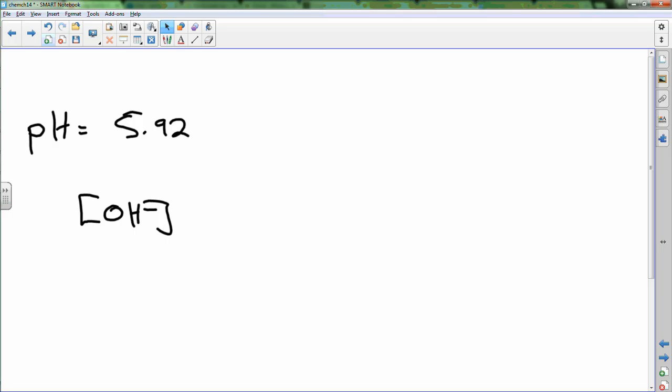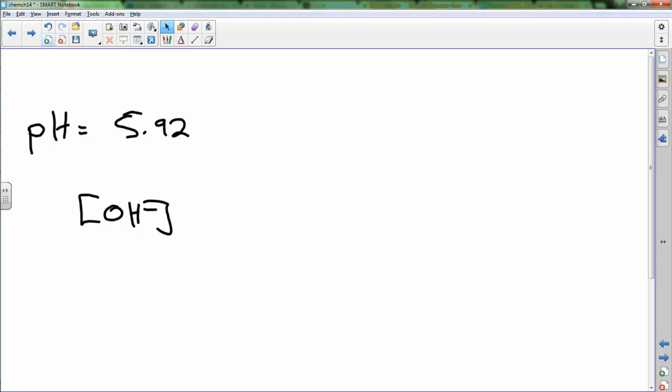Shift log 5 point. Is that anywhere close? Nope, that is way too big. What you found was the concentration of hydronium. We need to know the concentration of the hydroxide. What was the number you calculated?